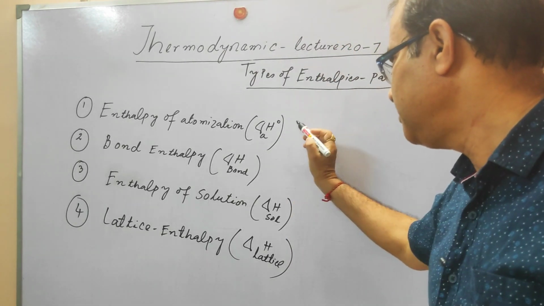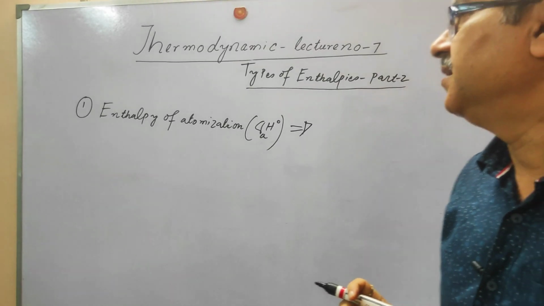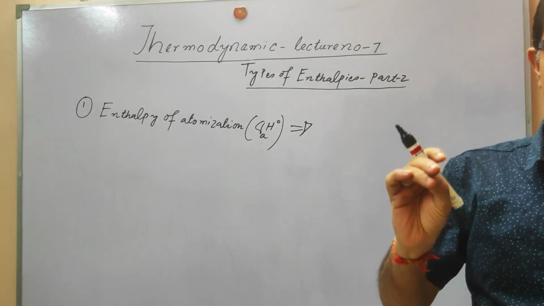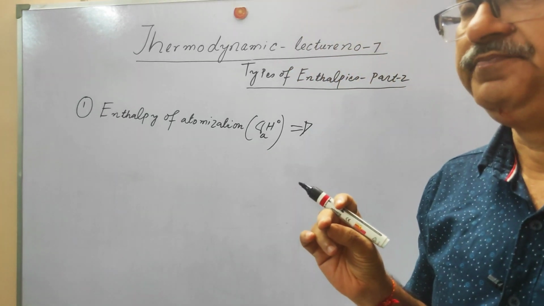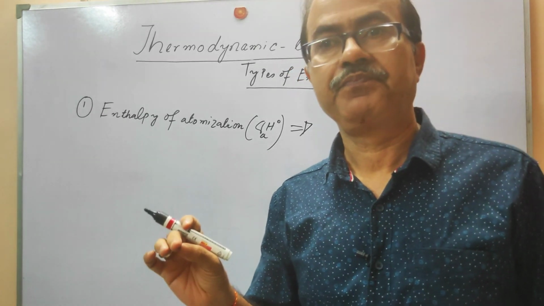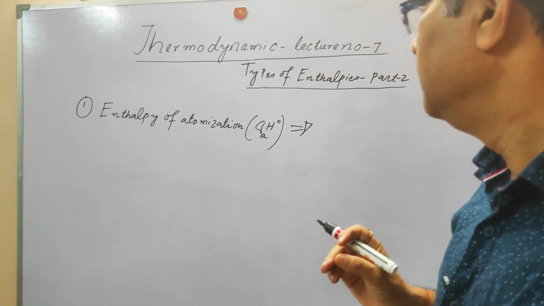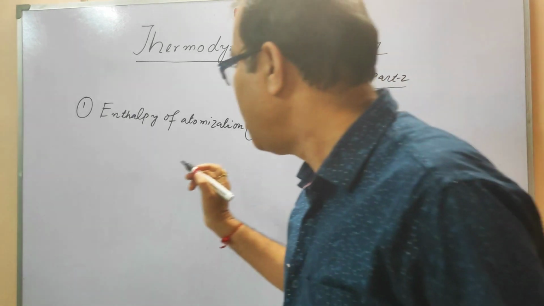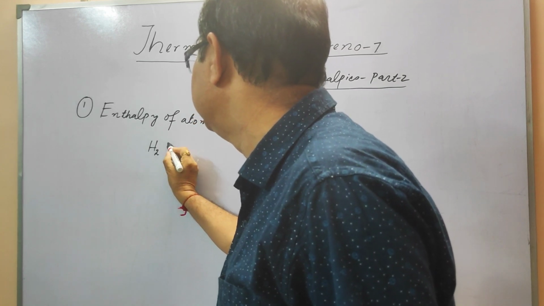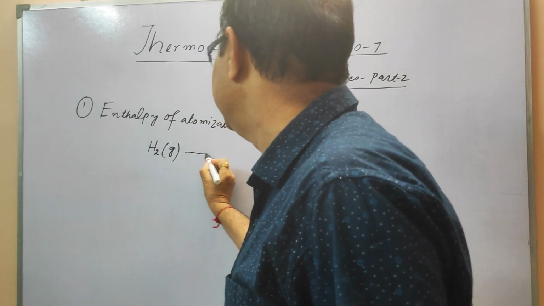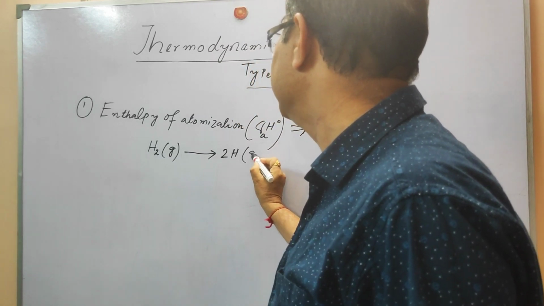So first let us understand what we mean by the enthalpy of atomization. Enthalpy of atomization is basically the energy required to break 1 mole of bonds to produce the atoms in the gaseous state. Let us take the example of the atomization of hydrogen gas. This is hydrogen gas, and it is atomized to produce 2 hydrogen atoms.